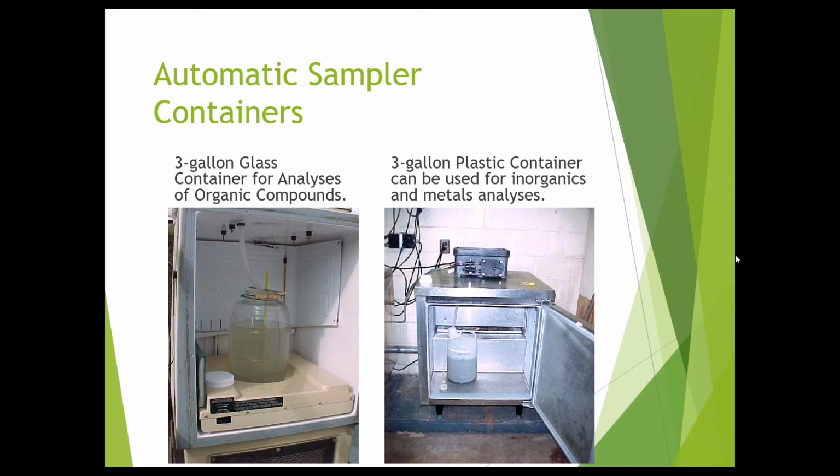Okay, so we have two types of containers. On the left, you're looking at a glass container. On the right, you're looking at a plastic. Again, it says organics on the slide, but you cannot collect volatile organics through a peristaltic pump, because volatile organics will be lost through the suction action of the pump. Those have to be collected directly in the container, and there are methods to do that. So when we're talking about automatic sampling, you can only collect semi-volatiles. And for those, you would definitely use a glass container. And for your inorganics, your metals, you can use the plastics all day long.